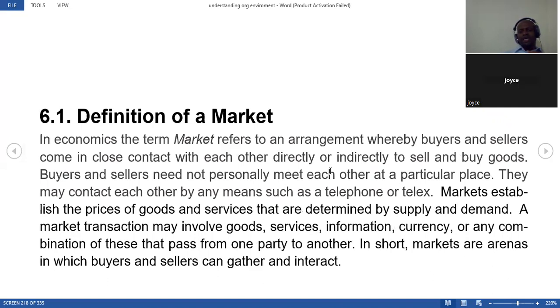Then the other players in the market are called sellers. Sellers normally are the ones who bring those items to the market. And basically, in simple terms, we refer to them as suppliers. So they are the ones who really control what is to be brought to the market. Therefore, we need to create a balance between the buyers and the sellers. And that is why we normally say we have what is called a market equilibrium.